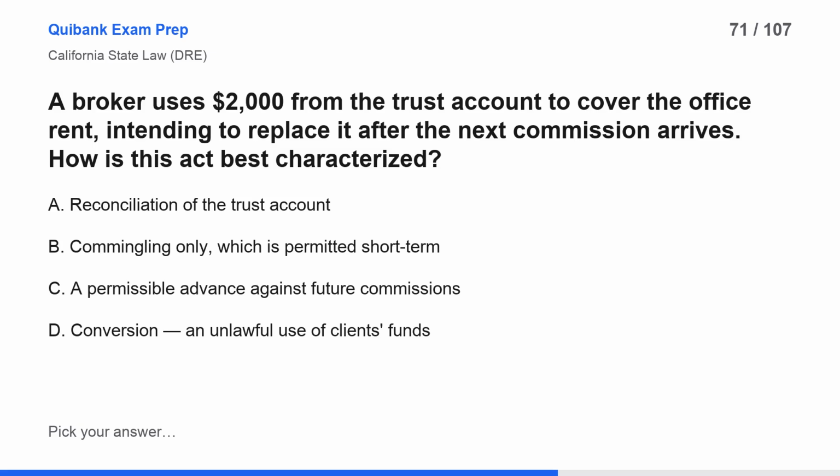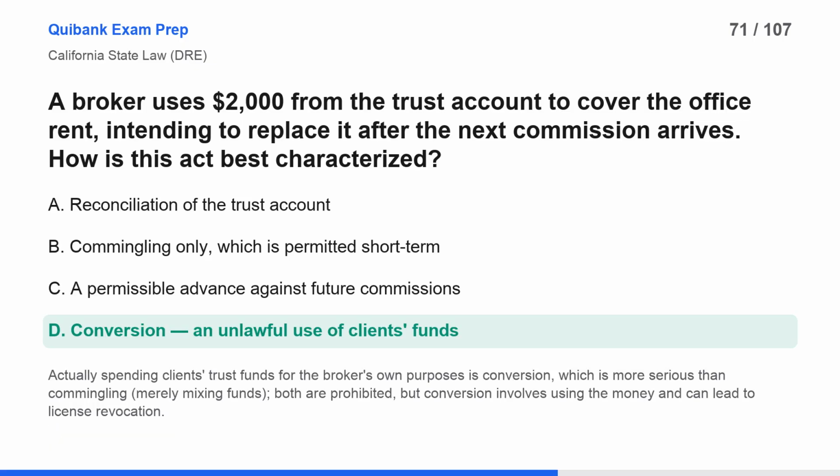Question 71. A broker uses $2,000 from the trust account to cover the office rent, intending to replace it after the next commission arrives. How is this act best characterized? A. Reconciliation of the trust account. B. Commingling only, which is permitted short-term. C. A permissible advance against future commissions. D. Conversion, an unlawful use of clients' funds.